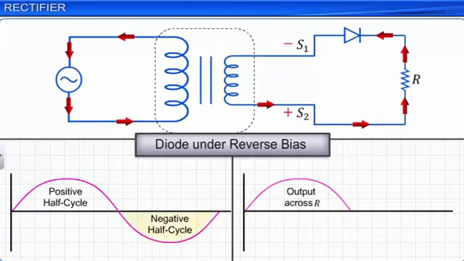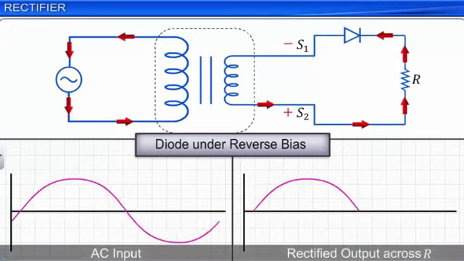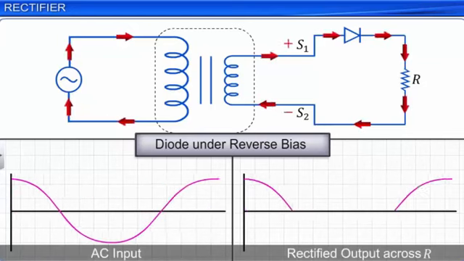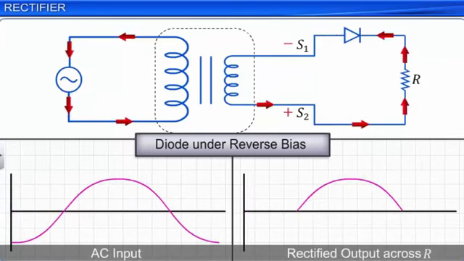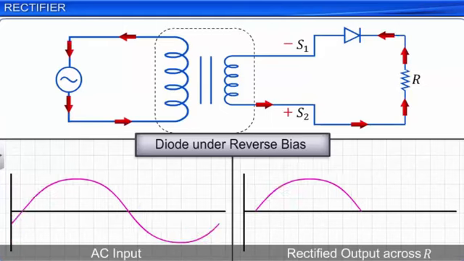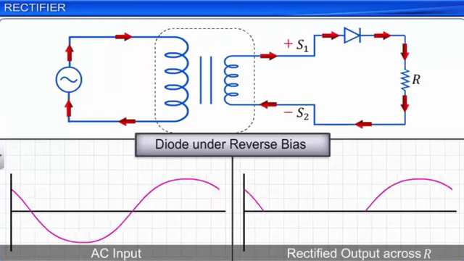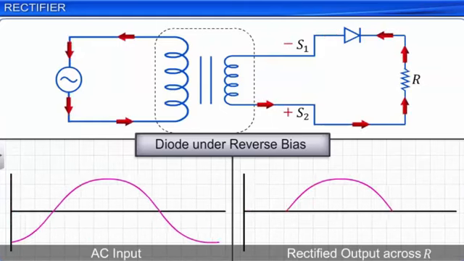Here, the diode produces a pulsating voltage across the load resistance R. Since the output voltage is only in one direction, it is called rectified output. Since this circuit produces rectified output only for the positive half cycle of the AC wave, it is called a half-wave rectifier.